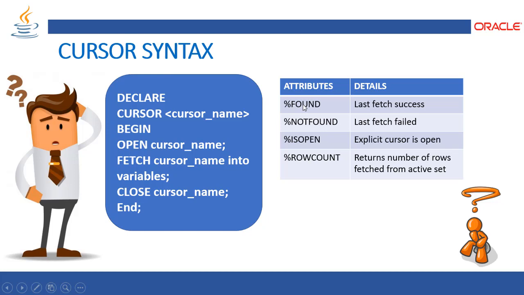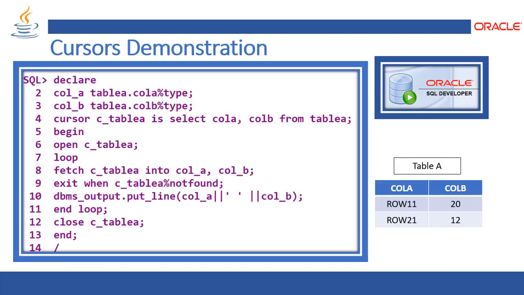Now here we have some attributes. %FOUND returns true when the last fetch instruction succeeded. %NOTFOUND returns true in case the last fetch instruction failed. %ISOPEN returns true if the explicit cursor is open. And %ROWCOUNT returns the number of rows fetched from the active set. So this is all about the cursor syntax and declaration. Let's see the cursor demonstration.